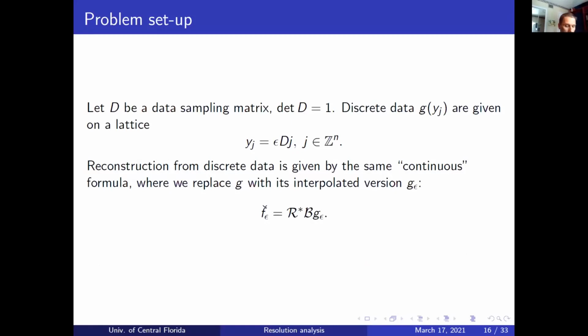Okay, so let's discuss the problem setup. D is a data sampling matrix, determinant of D is 1, and we assume that discrete data g are given on the following lattice. And the reconstruction from discrete data is given by the same quote-unquote continuous inversion formula. We simply replace continuous data with its interpolated version g_IP.